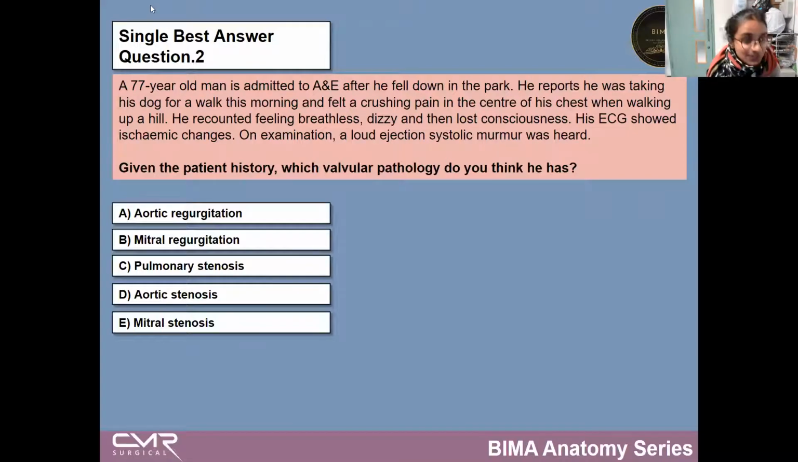Sort of giving this away a little bit earlier, but a 77-year-old man is admitted to A&E after he fell down in the park. He reports he was taking his dog for a walk this morning and felt a crushing pain in the center of his chest when walking up a hill. He recounted feeling breathless, dizzy, and then lost consciousness. Sorry, his ECG showed no ischemic changes. On examination, a loud ejection systolic murmur was heard. Given the patient's history, which valvular pathology do you think he has?